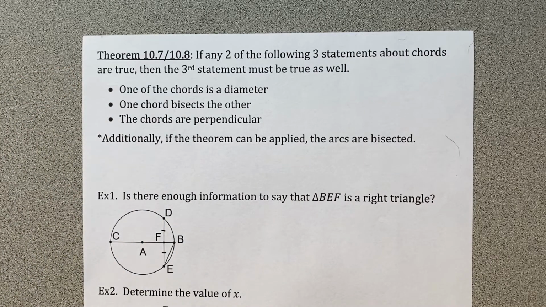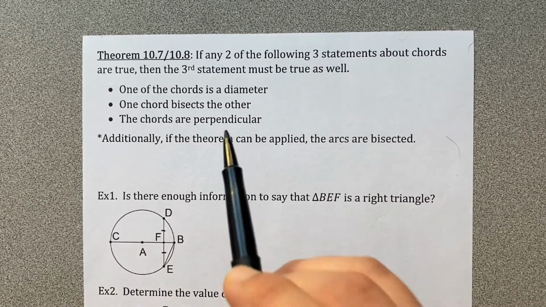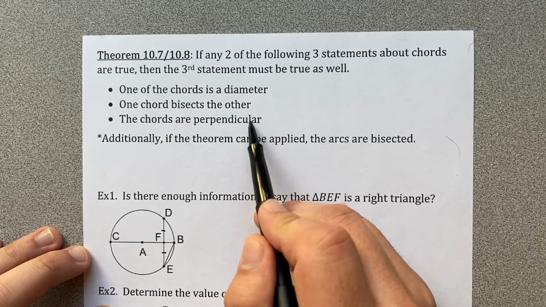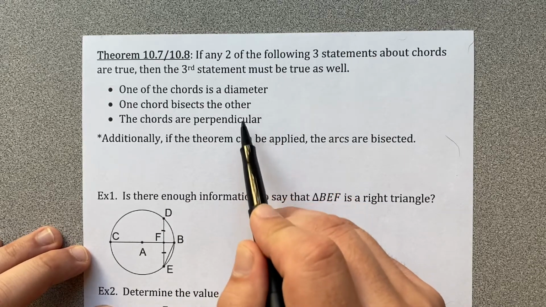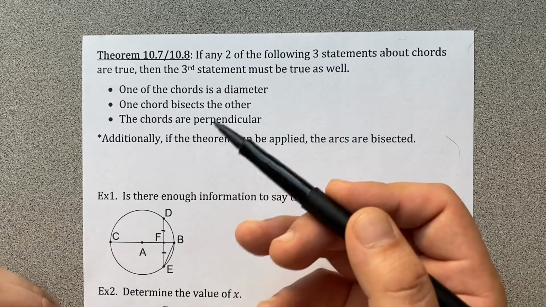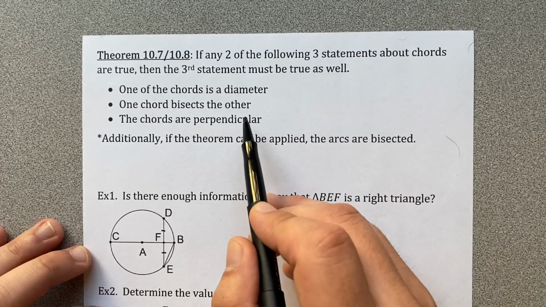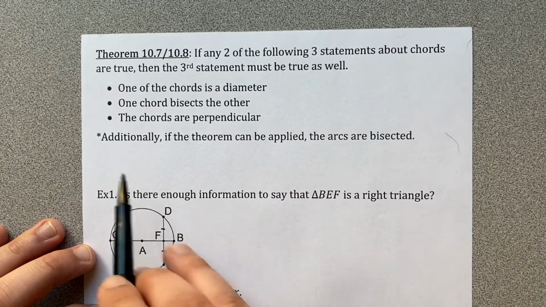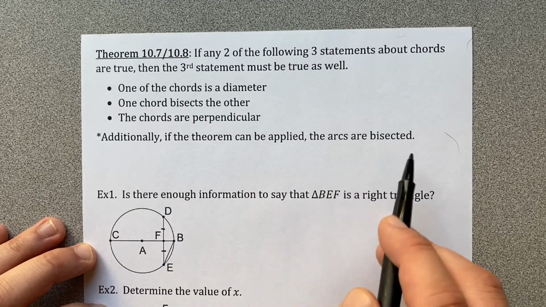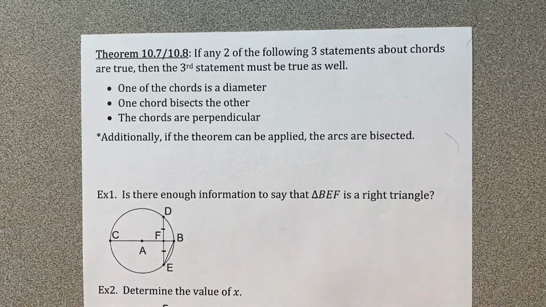So for theorem 10.7 and 10.8, we actually put them together in what's called a 2 out of 3 rule. The idea being that if any two of these three things are true about chords, then automatically we know that the third will be true as well. Now, beyond just knowing that that third statement is also true, we can additionally say that we have some arcs that get bisected. Now, it's a little bit weird just to talk about, so let's take a look at an example and see how this theorem applies.